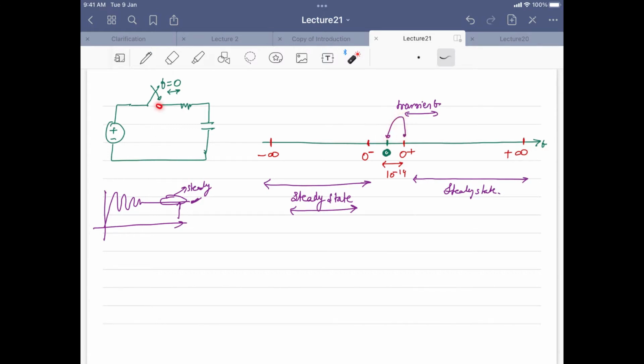So there will be some trouble or some unrest in this voltage source, and that unrest is this transient. But later on, it will get used to this type of resistance and capacitance. So that's why we have a steady state again once we move from 0 plus to infinity. So any questions here?